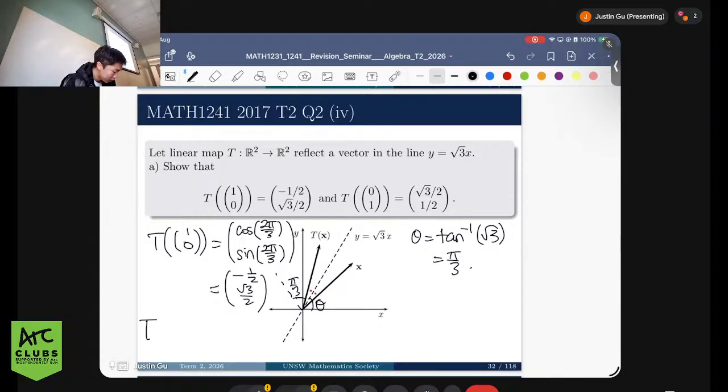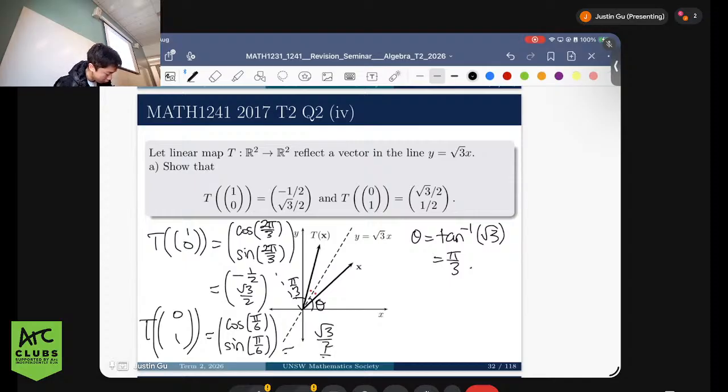And then if I do the other one, 0, 1, would be somewhere here, and it has an angle of pi on 2. Pi on 2 minus pi on 3 gives us this angle here, and that would be pi on 6. And so there's an angle difference of pi on 6 here, then once again, it's symmetric, so it will be pi on 3 minus pi on 6, which gives us pi on 6. So our vector is just cos pi on 6, sine pi on 6. And that gives us square root 3 on 2, 1 on 2.